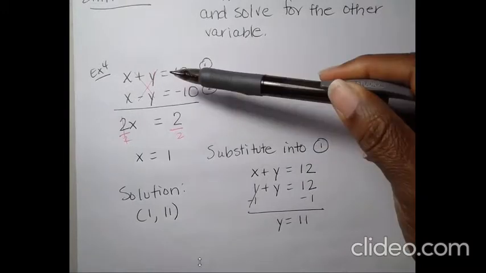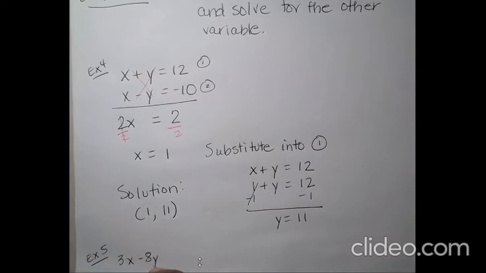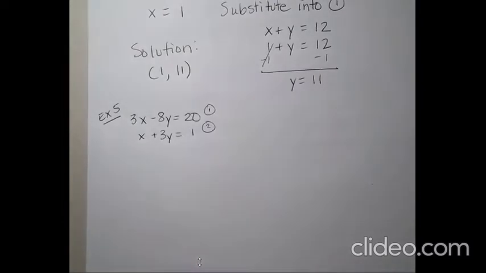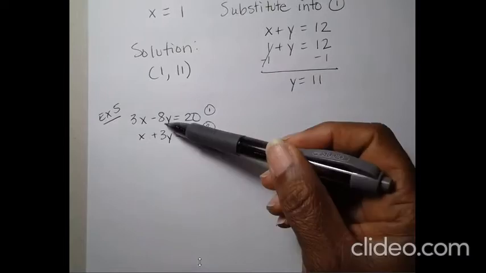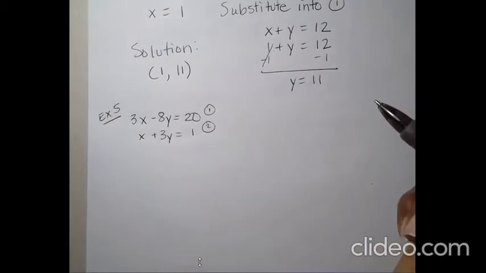One more example. 3x minus 8y equals 20, and x plus 3y equals 1. In these two equations, they're not currently ready for elimination to take place. There has to be another mathematical move in order to get one of these variables into an equal and opposite. So what we can do is multiply this second equation times -3.